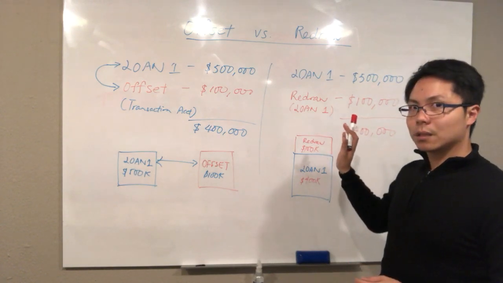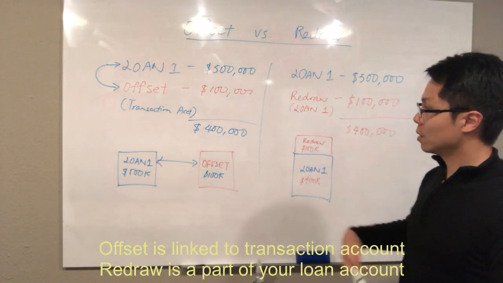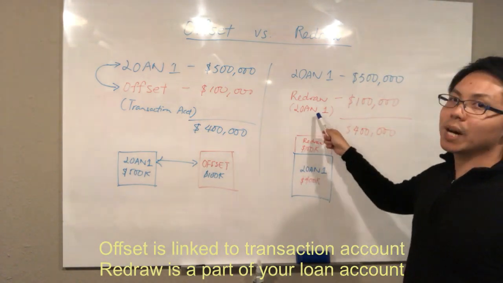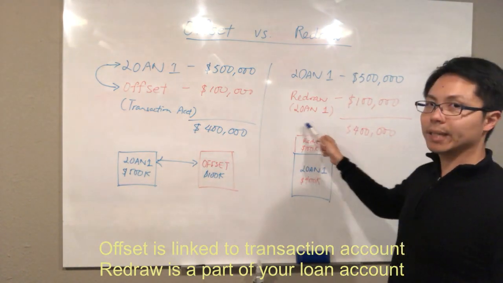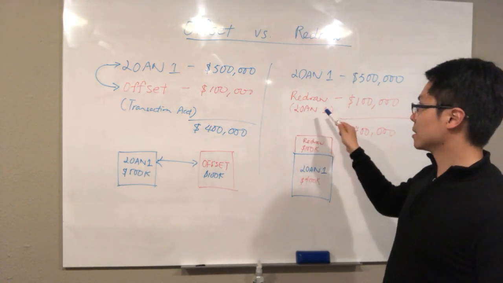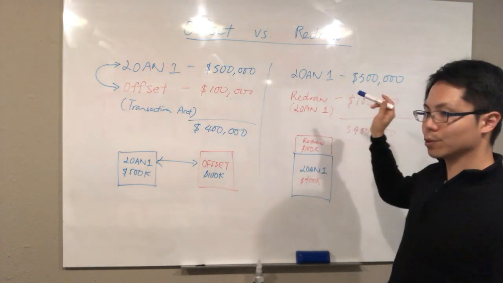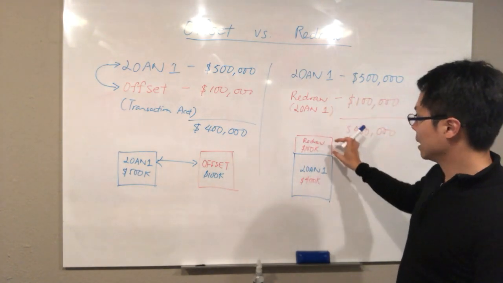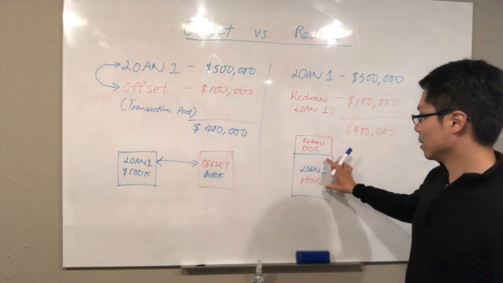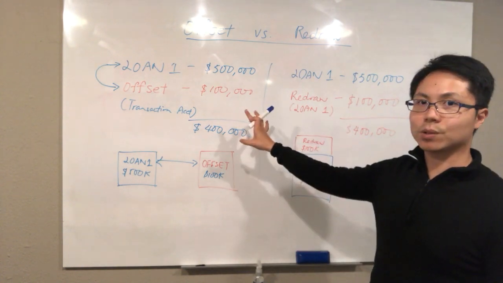Okay, so a key differentiator between these two, first of all, is that offset can be linked to a transactional account. Redraw is actually part of the loan. So you don't actually get an additional transaction account that's linked to it, okay? So that just essentially gets paid every time. Think of it like every time you keep paying additional, this redraw component gets bigger and bigger and bigger, and this loan becomes smaller and smaller and smaller, but you don't get a transactional account.